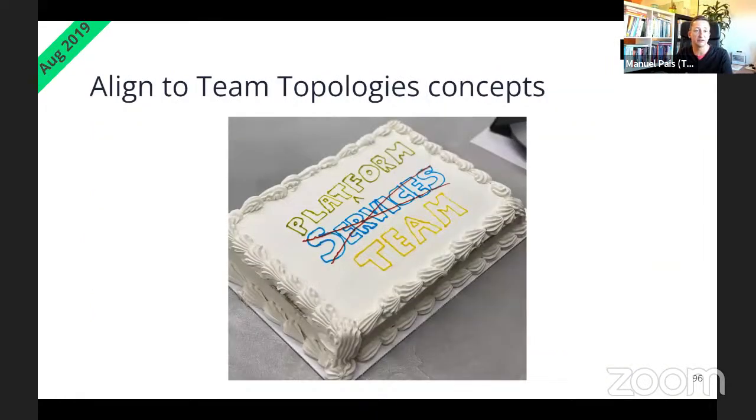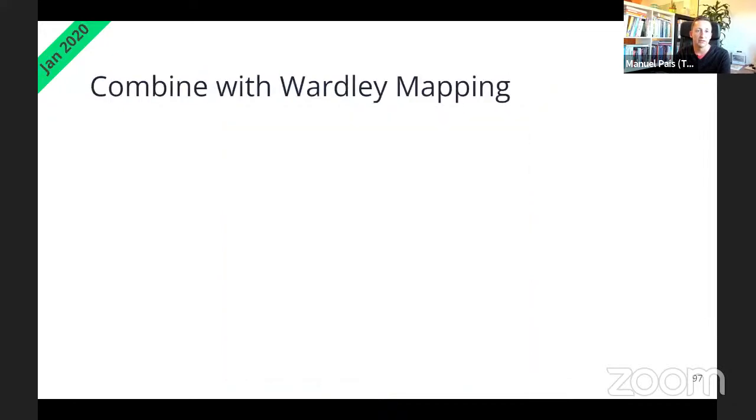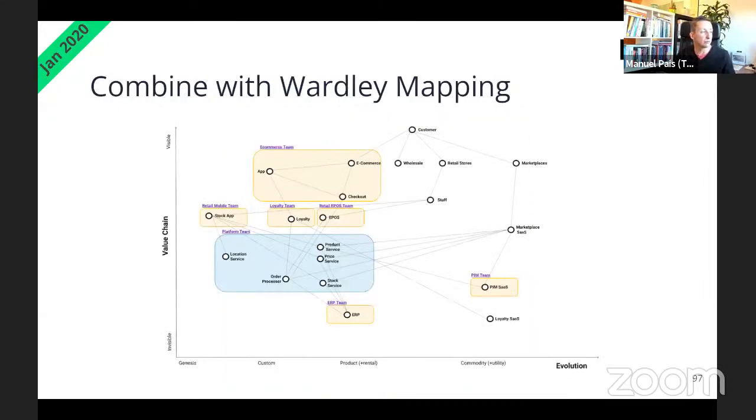Other things that they did, interestingly, like I said, they moved from a services team, which was mostly a grouping of shared services, to a platform where we actually have an understanding of who the internal customers are, what their frustrations are, and what they need to accelerate and reduce cognitive load. They also combined Team Topologies with Wardley mapping that I mentioned earlier.